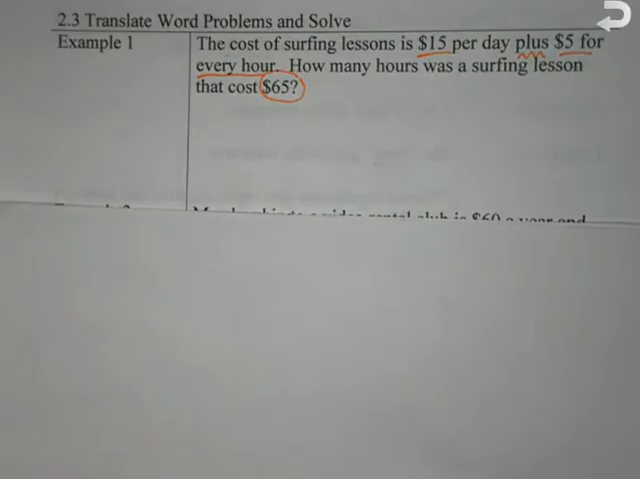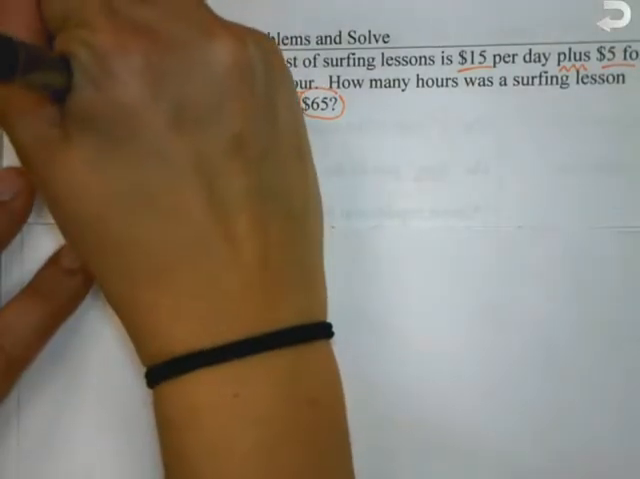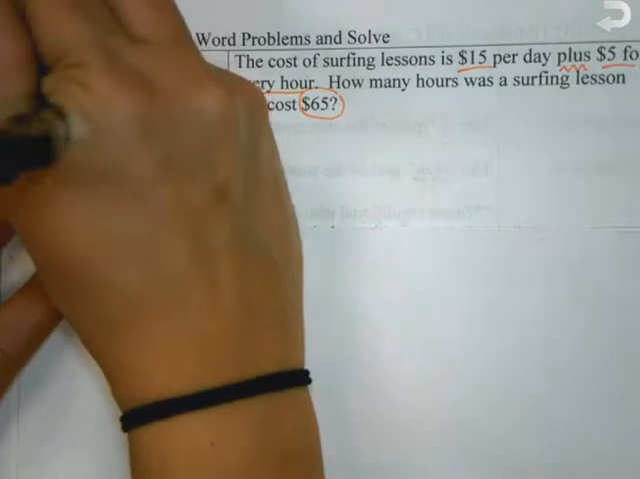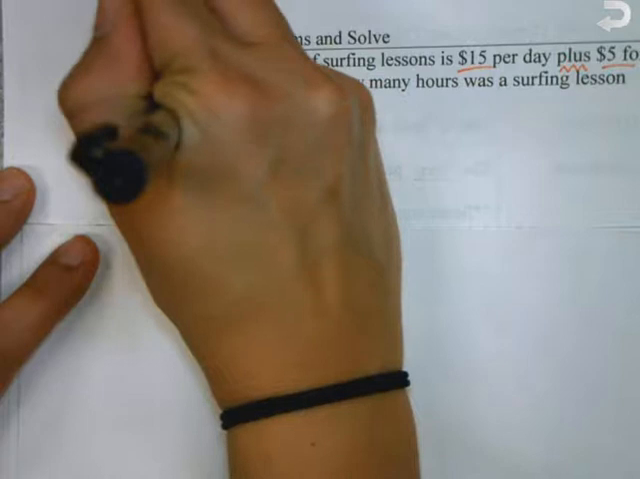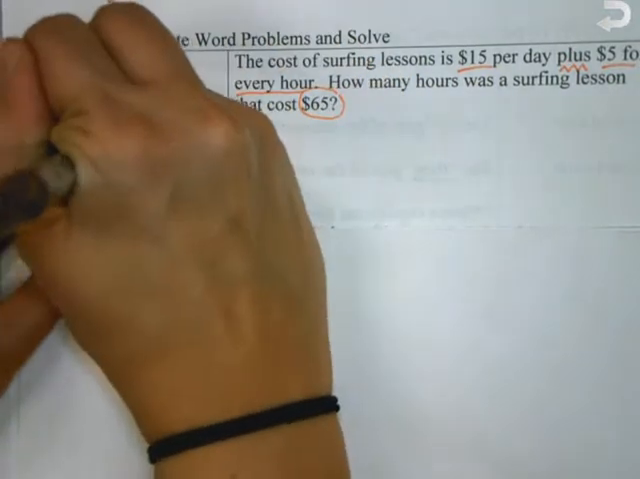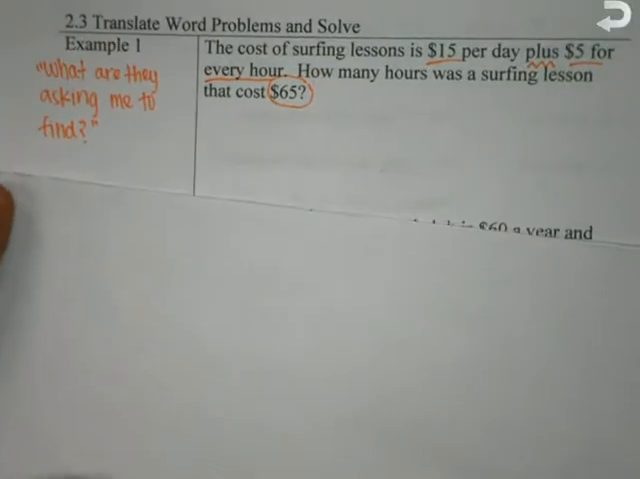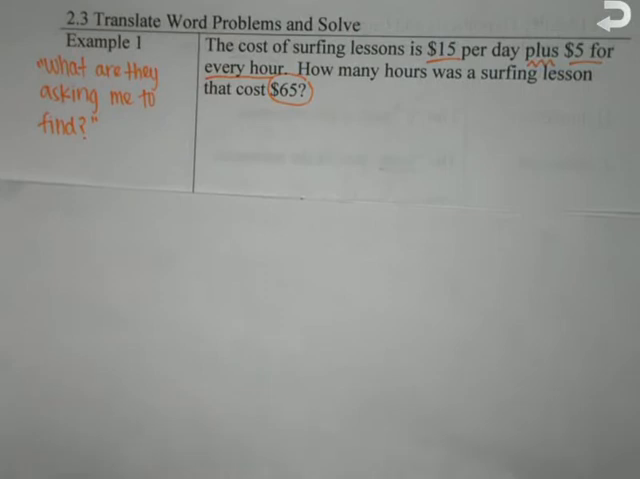Okay, so the first thing I always do when I look at a word problem is ask myself, what are they asking me to find? Okay, so I'm going to write that off to the side. What am I being asked to find in this example, guys? How many hours? That's the question. So hours is our variable here.